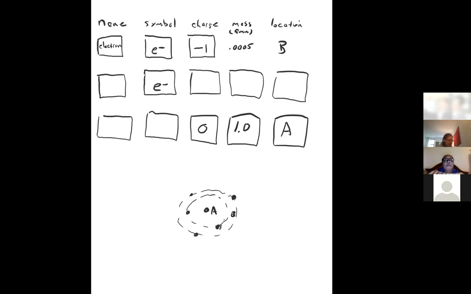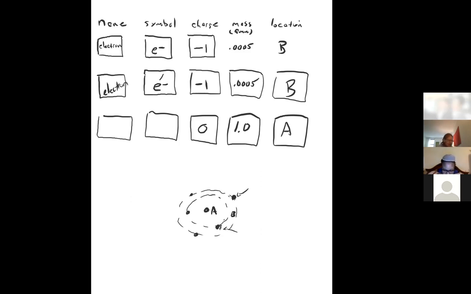Well, the second one, again, they tell us the symbol. So they're telling us it's an electron. We already know that that's the symbol for an electron. So they're giving us everything we need to know. That's an electron. The charge of an electron is -1. The mass of an electron is 0.0005 AMU. We already know that. And the location, hey, the electrons are out here. So that's location B. So we've got that one too.